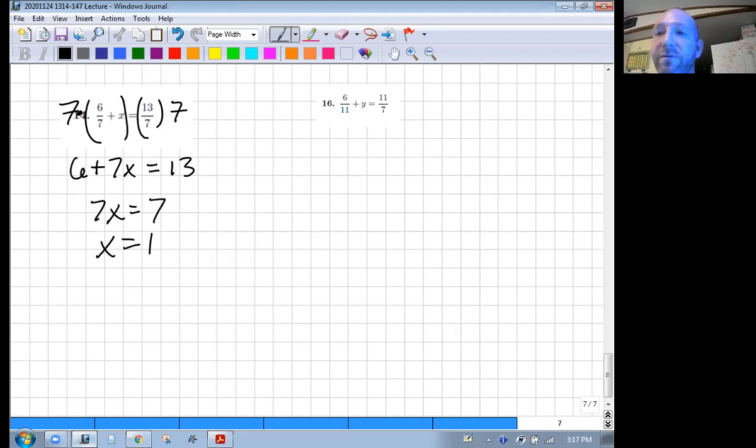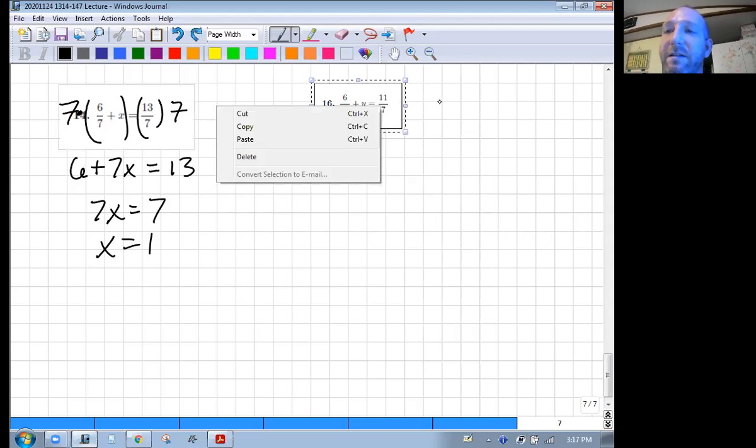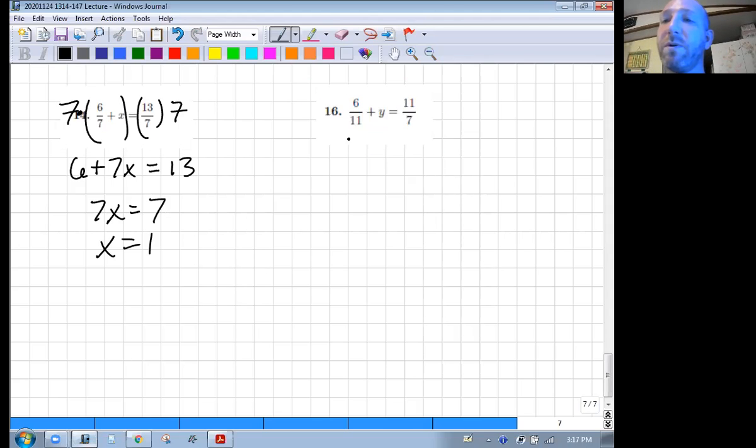This one has 2 different denominators, right? That sucks. And if you multiply through by 11, you're not gonna get rid of both of the fractions. What I'd multiply both sides by here is a 77, because 77 is 7 times 11, right? I'll write it like that. 7 times 11, because there's an 11 here and a 7 there.